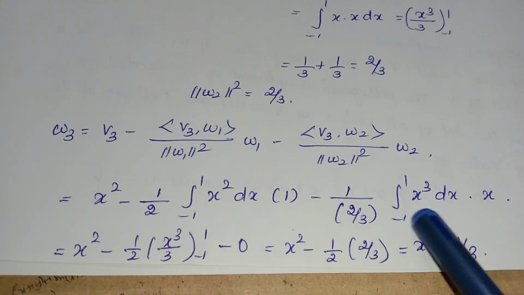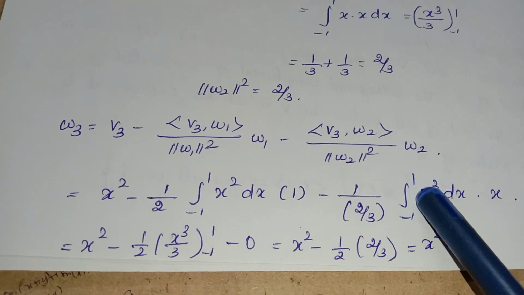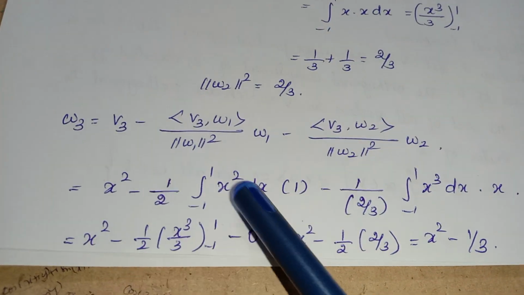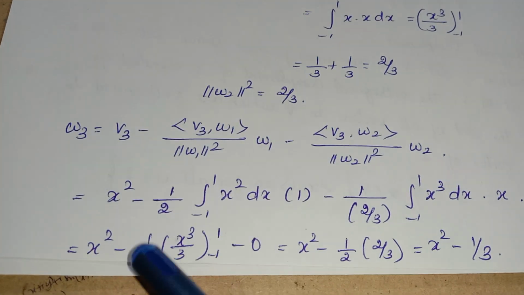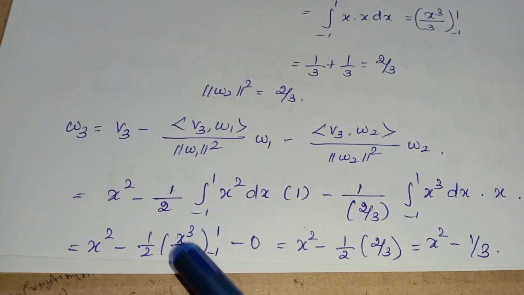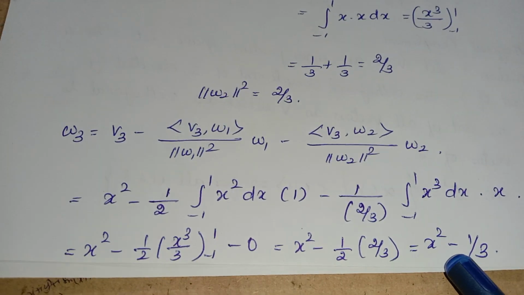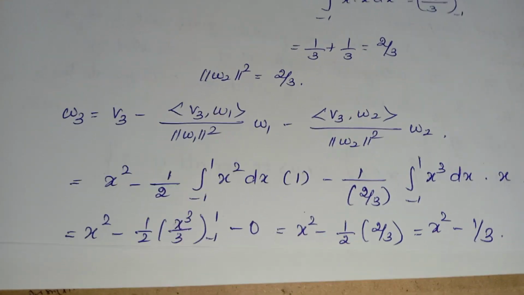Right. Now look at this integral. This is integration of an odd function between minus 1 to plus 1. So the value of this integral will be 0. So the third term will not be there. Only the first two terms we have. So x square minus 1 by 2 into integration of this is what? x cube by 3 within the limit minus 1 to 1. So I obtained W3 as x square minus 1 by 3.